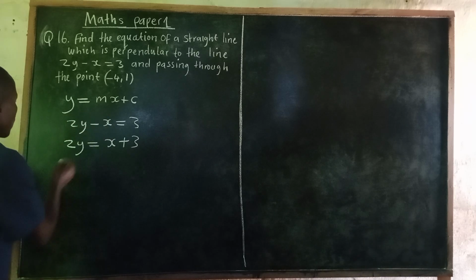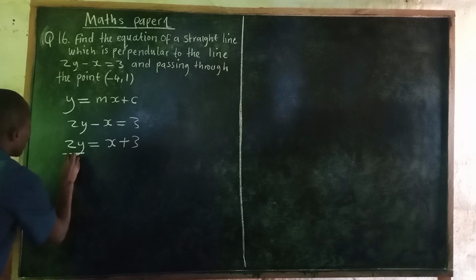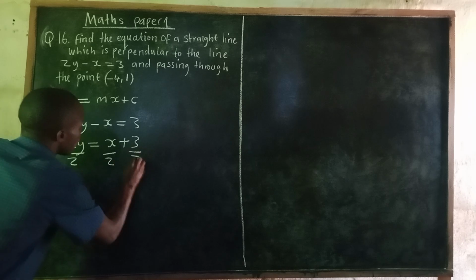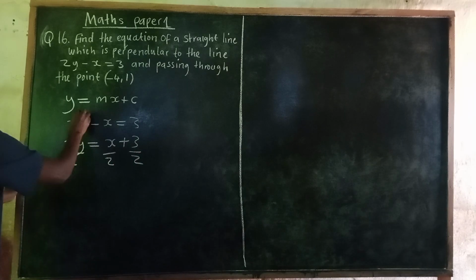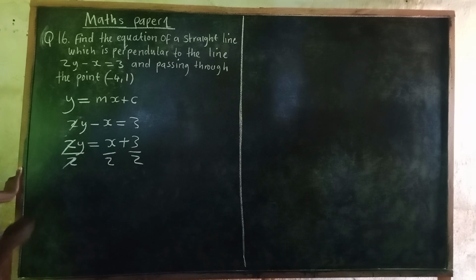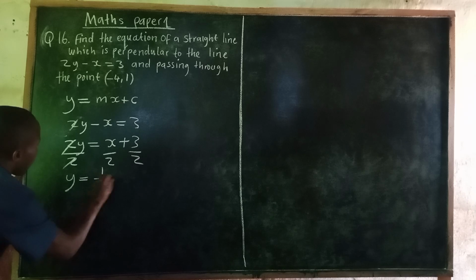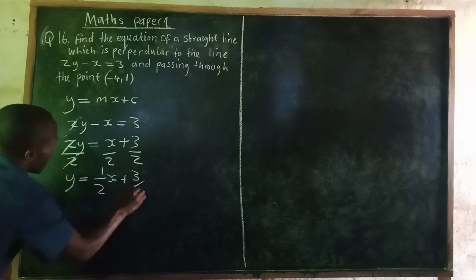Now from there, since you want to remain with y, we divide by 2 throughout, even here 2, even here 2. That is what you are going to do. Then we cancel, and we remain with y equals 1 over 2 x plus 3 over 2.